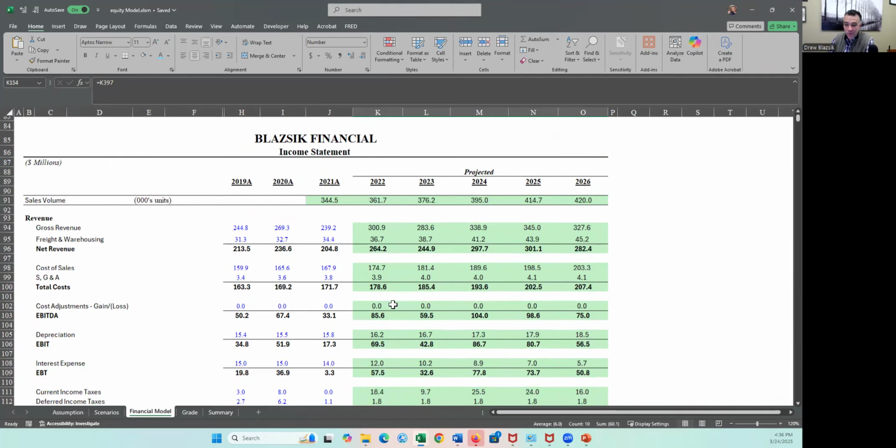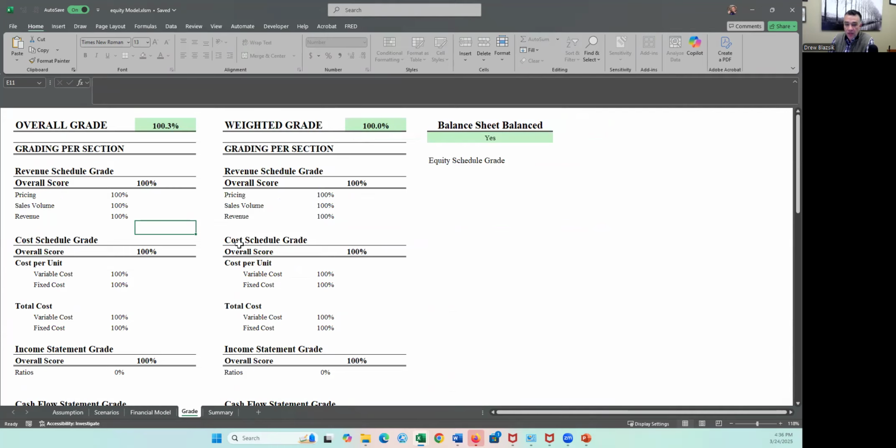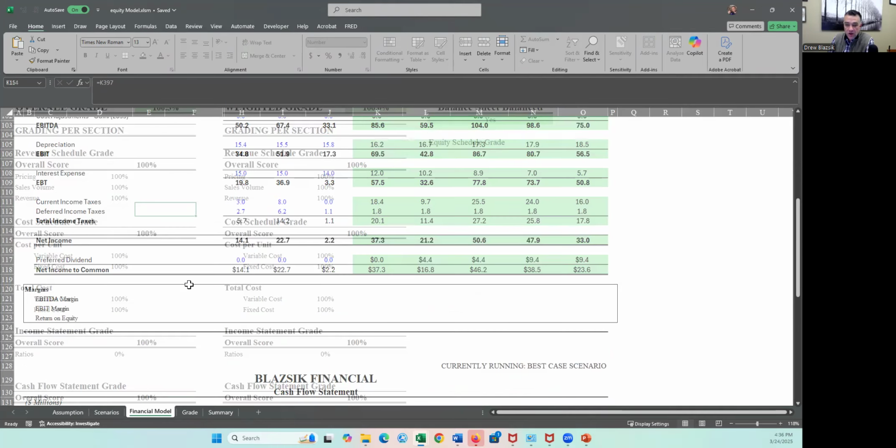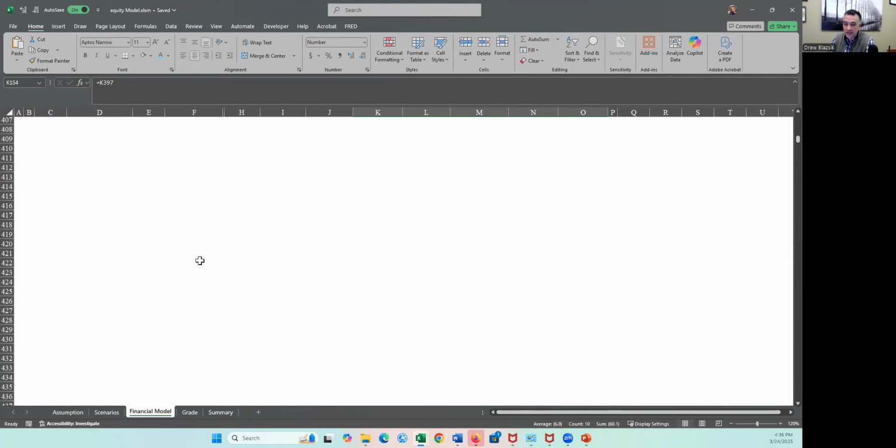Do we need the income statement? We only need the income statement for the income. Let's go look at our grade and make sure it's right. Got 100%. Go to financial. I'm going to go all the way down, make sure everything's green, and it looks complete.